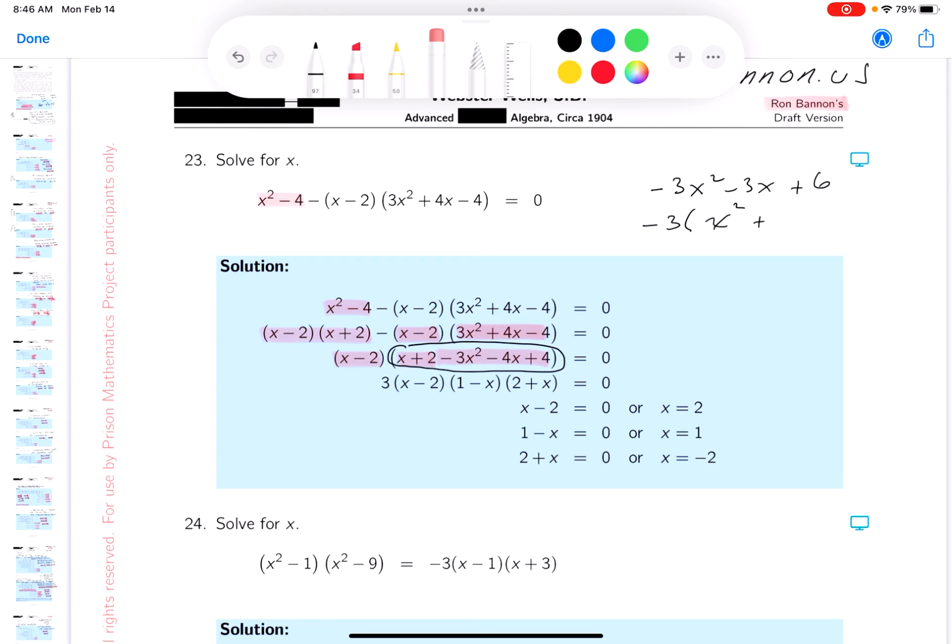I said I factor out minus 3, right? So plus x minus 2. And then I try to factor that. So minus 3, and you get x. Let's see, you get 2 and 1, right? And let's see, plus 2 minus 1.